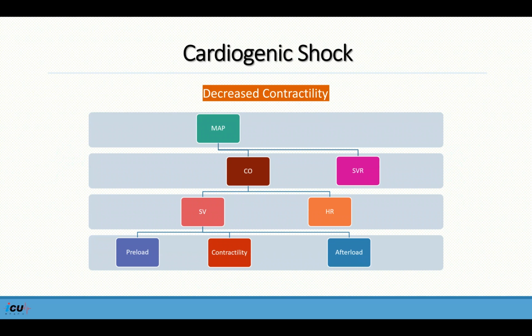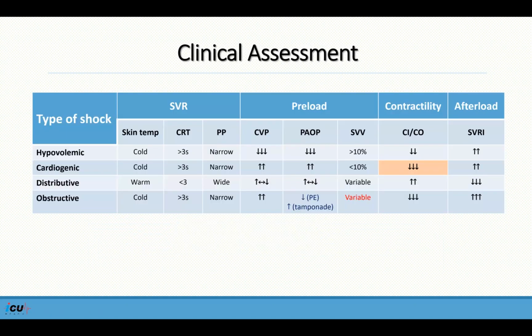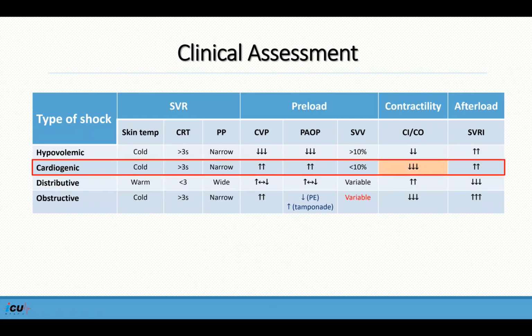On our diagram here, the main problem is decreased contractility. As a result of decreased contractility, the preload is increased and the stroke volume is decreased. The patient will have a decreased cardiac output, and the compensatory mechanism will try to increase the systemic vascular resistance and the heart rate. If this is not enough, the patient will become hypotensive and he may go into shock if this is protracted. And on our clinical assessment, we're looking at the second row here.